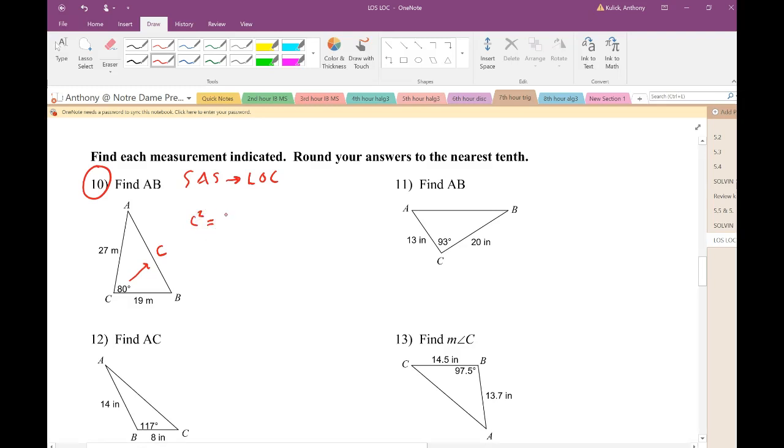So the law of cosines is side squared equals side squared plus side squared minus 2 times those sides times cosine of the opposite angle.